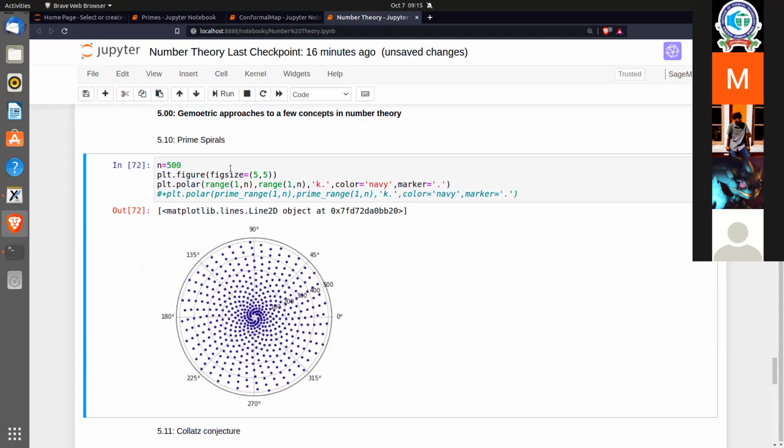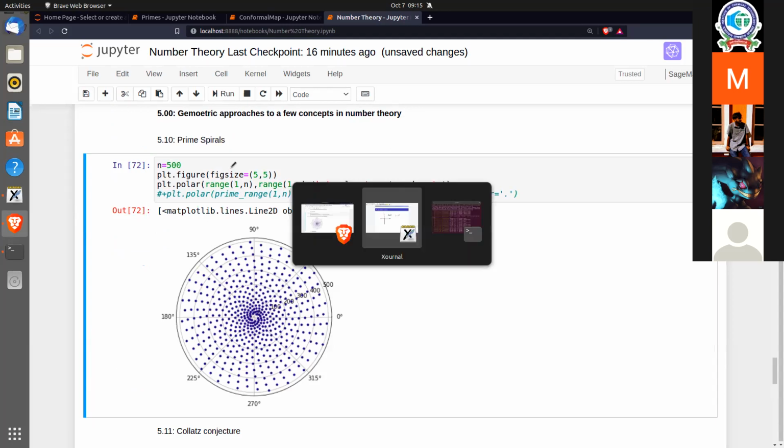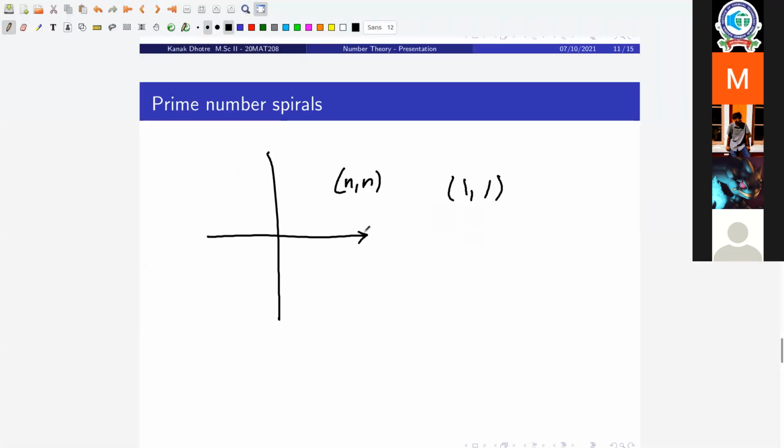Can you repeat some of the beginning of prime spirals, what you are talking? Yes, sir. So I'm not talking about prime spirals yet. This is the Euclidean spiral. So this is my polar plot. Okay. And then I'm plotting all points n comma n, such that n is a natural number essentially.